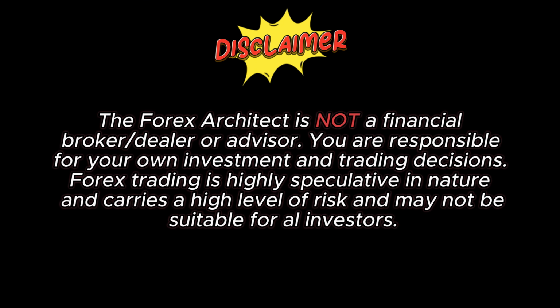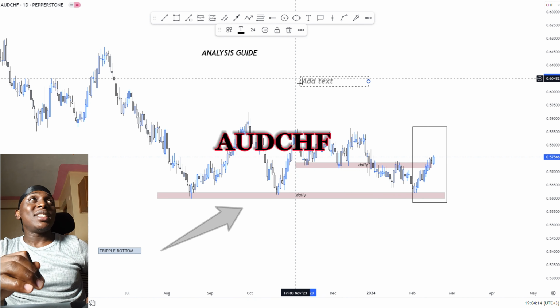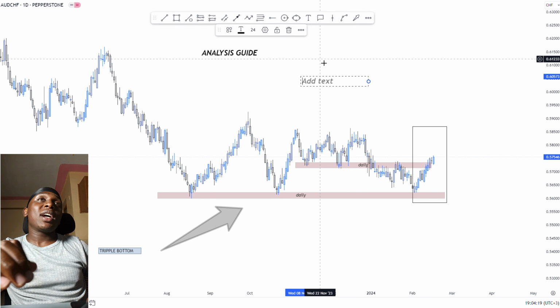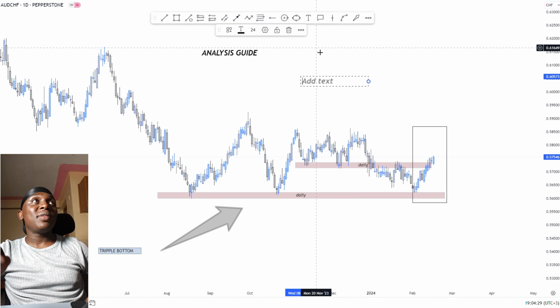So let's get into the charts. We'll start off our analysis with Australian dollar and CHF, and to make our analysis shorter, because I have a lot of currency pairs to analyze, I will just give you a guide so that you can understand everything that I'm doing, so that you can briefly go across every pair, or at least close to every pair that I've already analyzed.